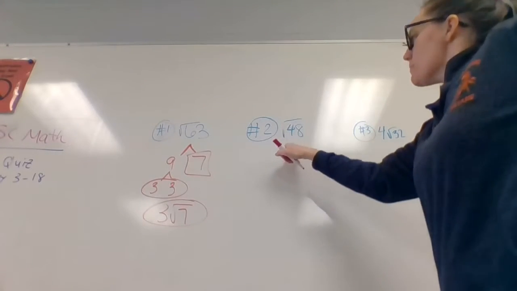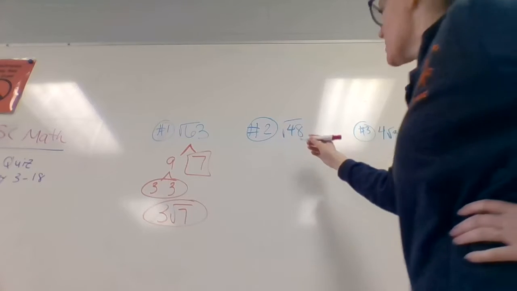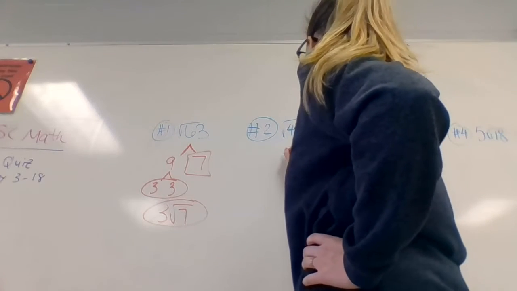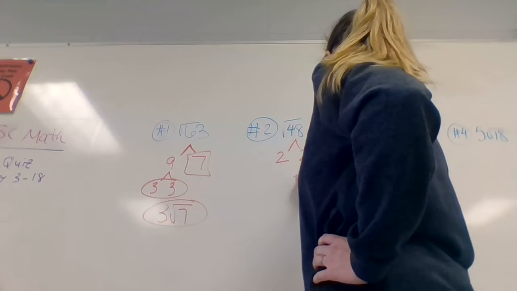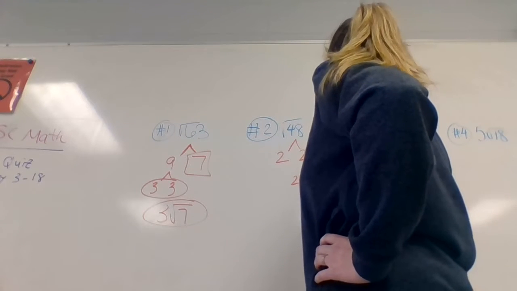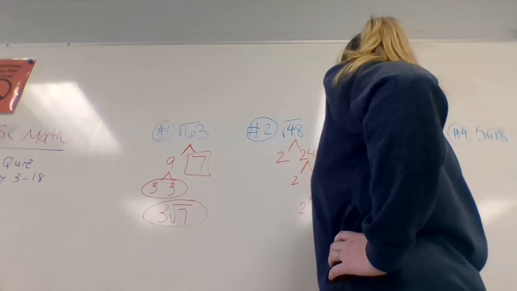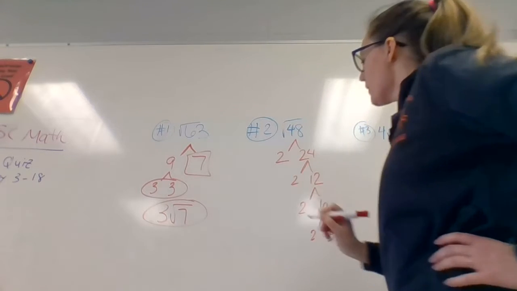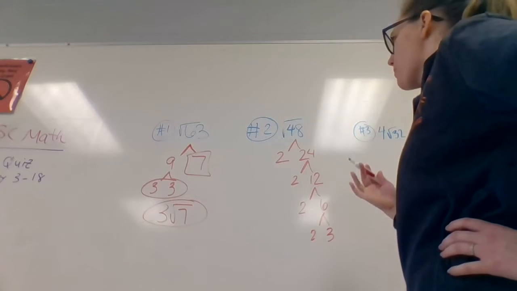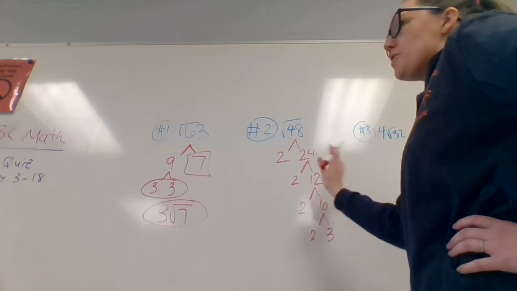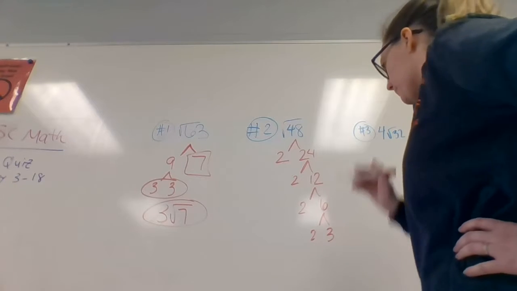Number 2 is asking me to simplify root 48. So I can just begin breaking this down. I like to start with even numbers. So 2 times 24, 2 times 12, 2 times 6, and 2 times 3. Now keep in mind for this one, you could have done 6 and 8. You could have done 3 and 16. Either way, you're going to get to the exact same answer.